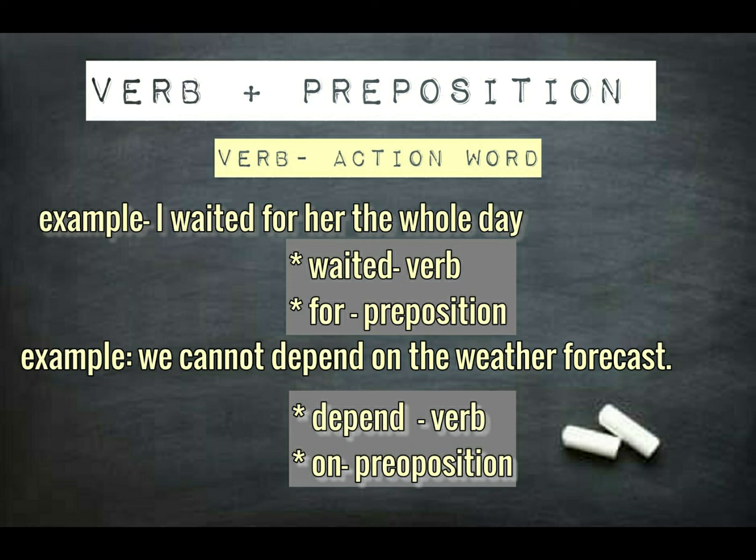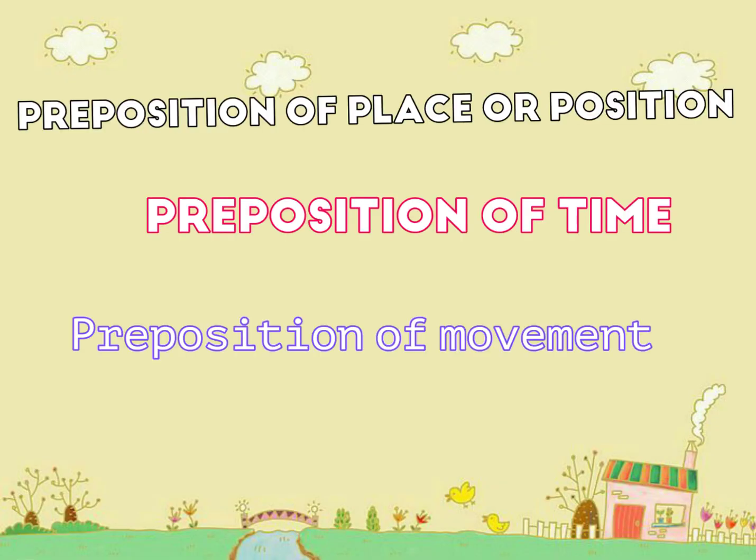So to sum up, a preposition tells us the position, location, time of persons or things, and there are three types of preposition, which are the preposition of place and position, the preposition of time, and the preposition of movement. So we have to remember that. So a preposition in a way tells us about the position, the location, time of persons or things. So that is all about prepositions.